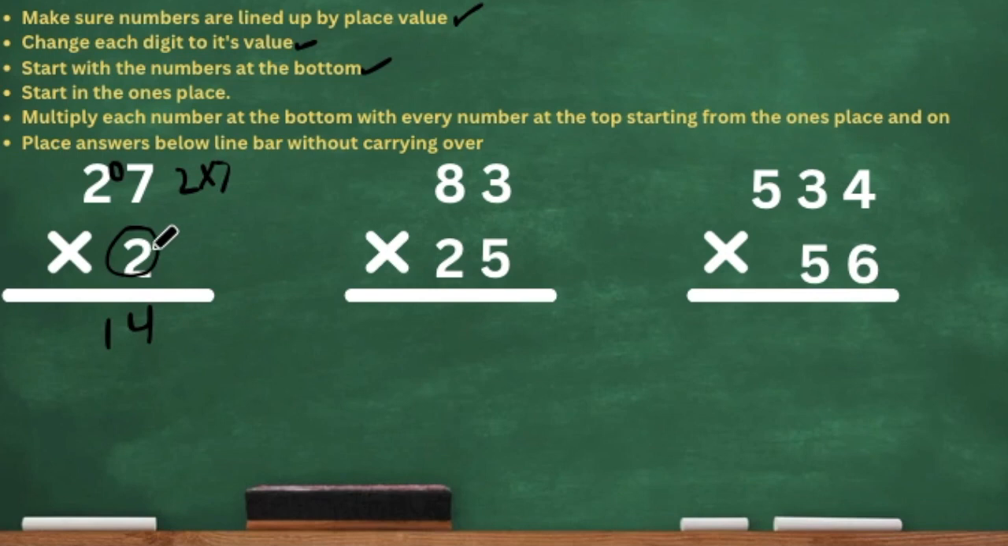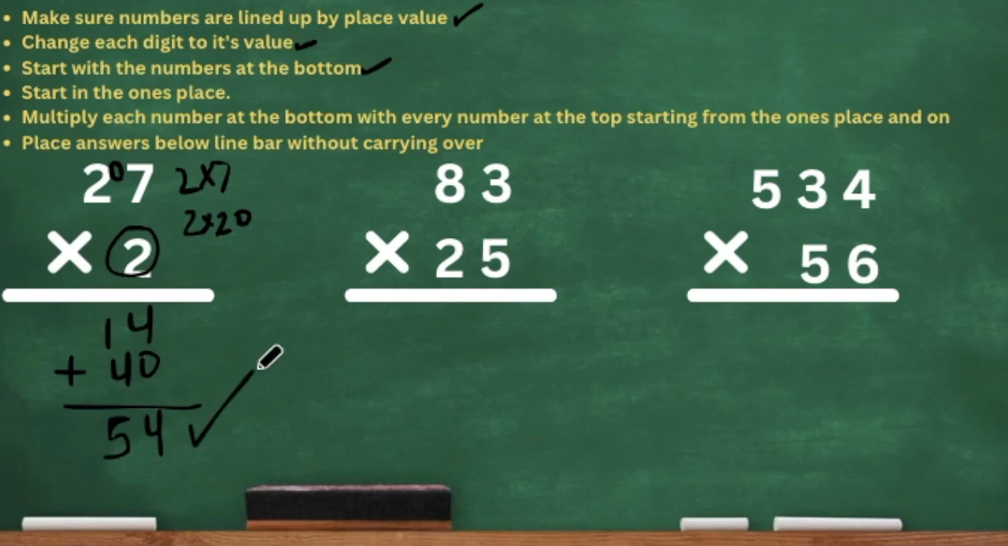That's it, right? Now I'm going to do 2 times 20, right? Because that 2 is really a 20 at the top. So 2 times 20 is 40. So I'm just going to put my 40 down there. Add it all up, and altogether my answer is 54.